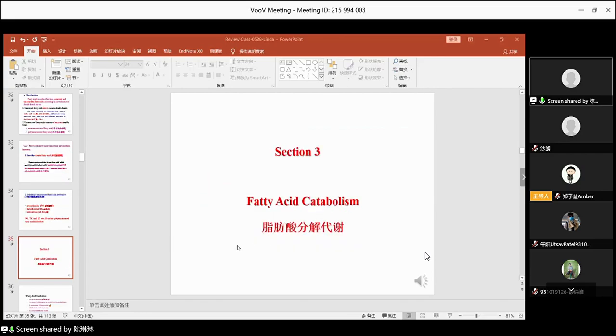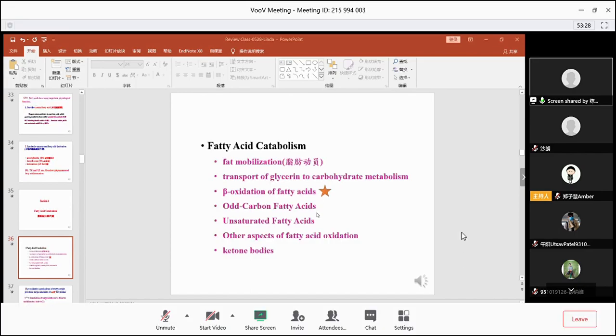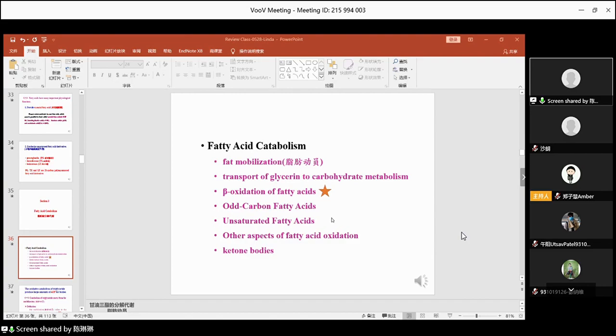And the next section is about fatty acid catabolism. This part is the most important part of the whole chapter. There may be some questions for you on it. And most importantly, I will give you a review about the beta oxidation of fatty acids.